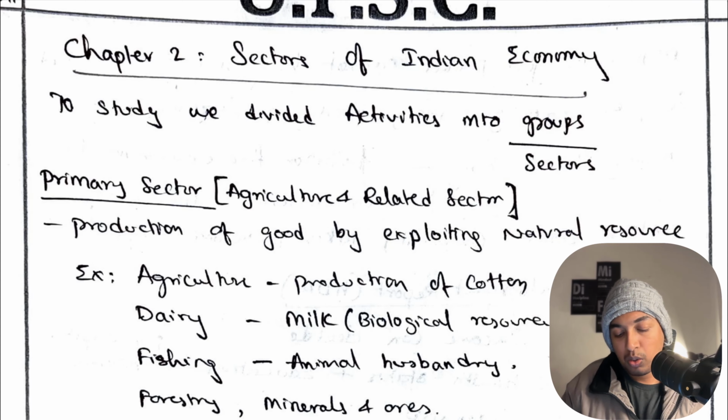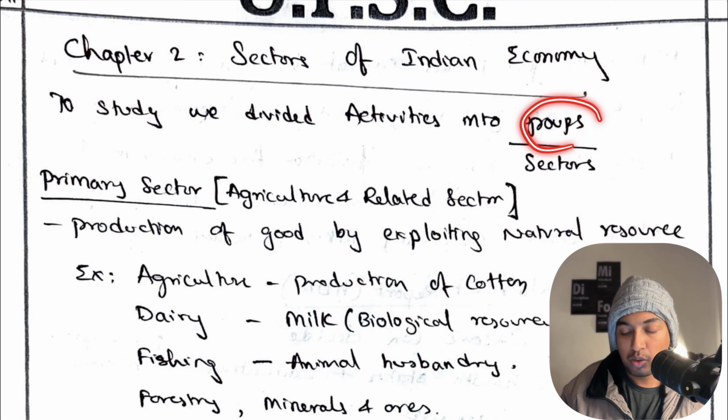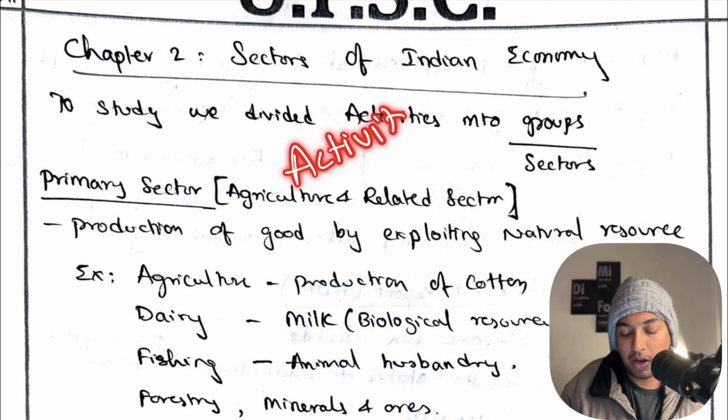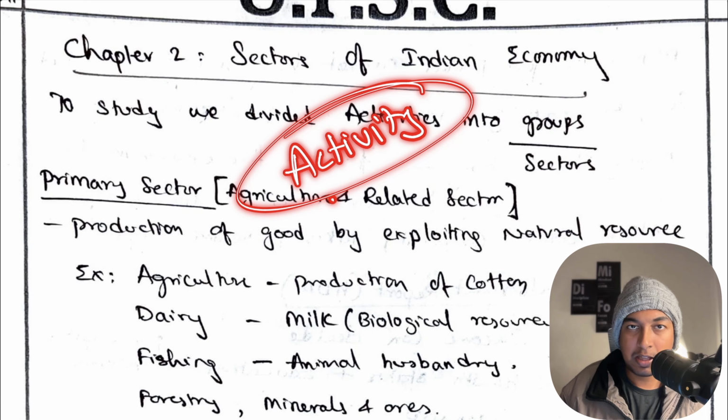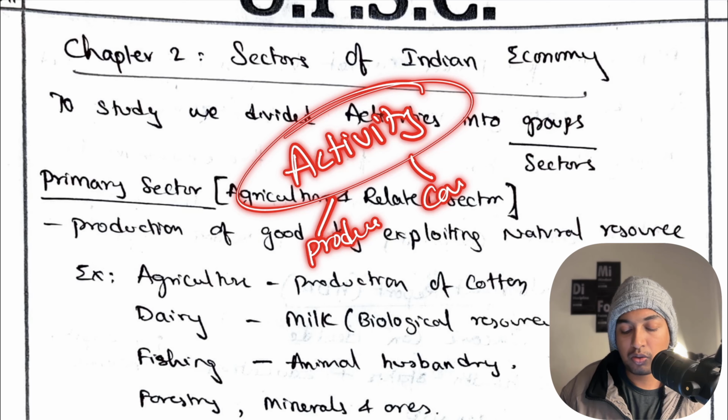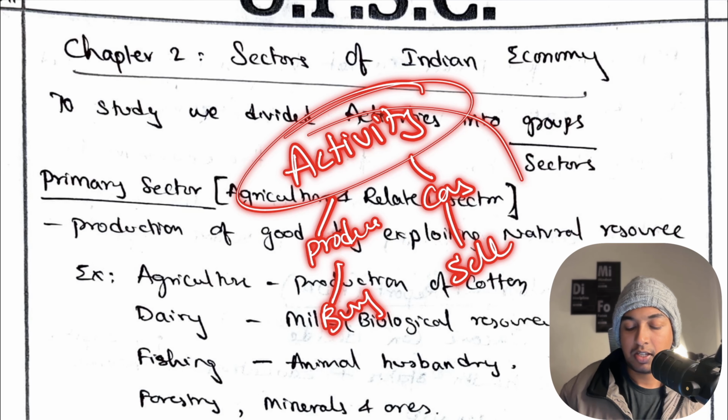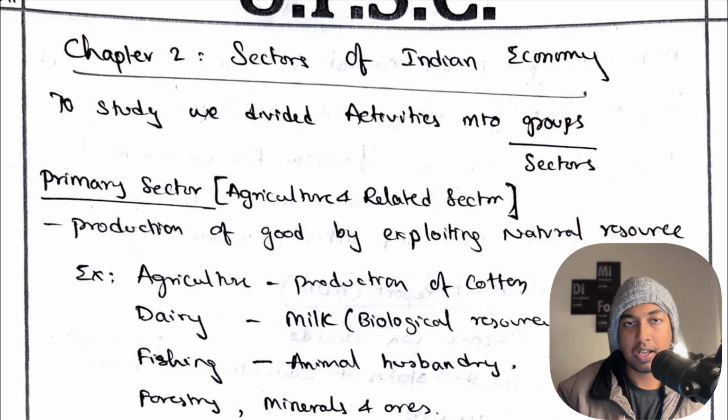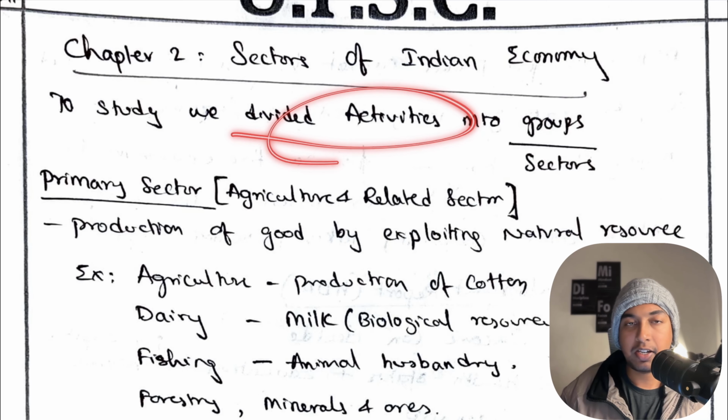So to study, we divide activities into groups. First I have to tell you what an activity is. An activity is nothing but whatever you do, either you produce or you consume or you buy or you sell something. Any activity, whatever you do in the market, is called an activity as per the economy. And any activity can be divided into groups.